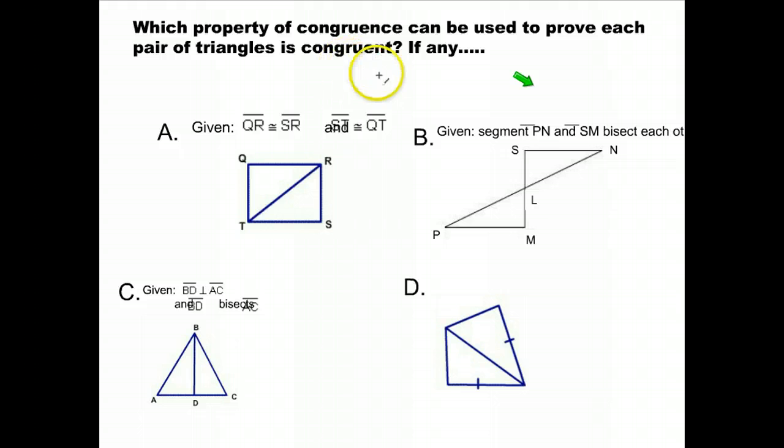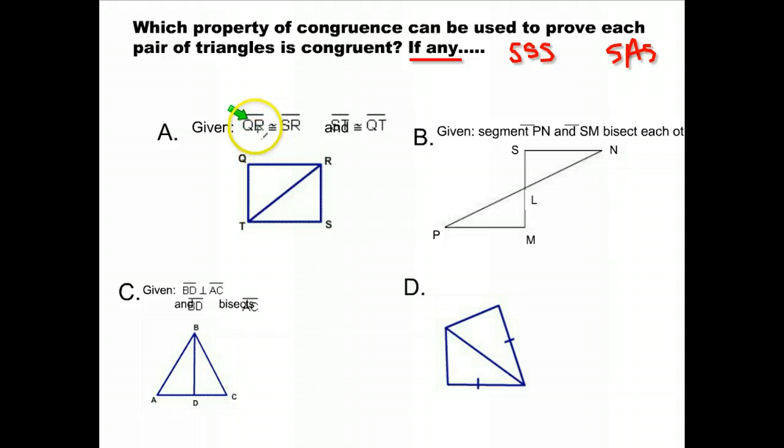All right, let's practice our properties of congruence, and things have slid a little bit. This doesn't look real great, but right now the only properties we have, and this is which property of congruence can you use to prove that each pair of triangles is congruent, if any. So maybe there isn't even one yet. Remember our options so far based on what we've covered in class is either side, side, side, or side, angle, side. So let's start with A here and use the given information.